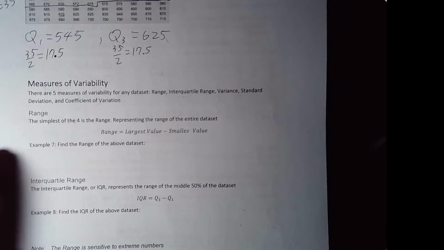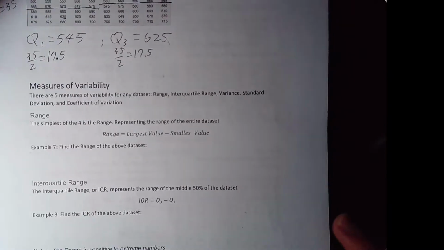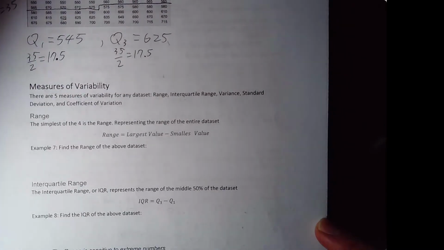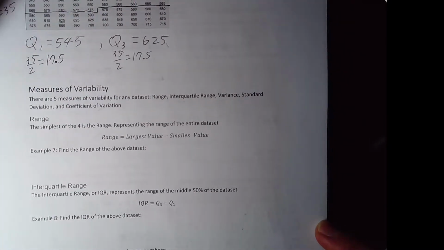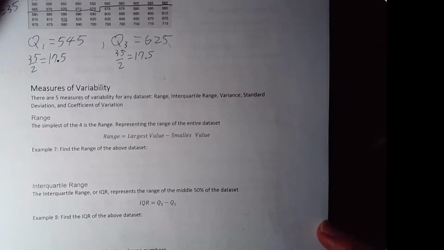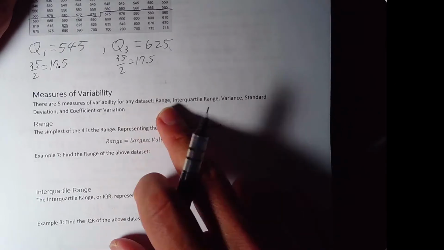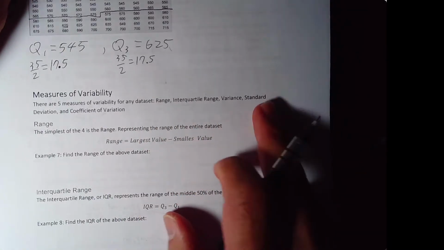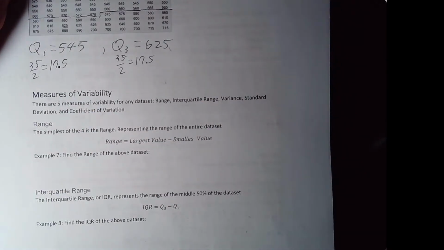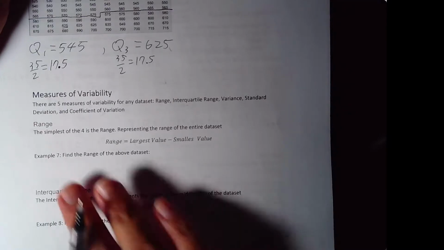So measure of location tells you where the data is, where the distribution is. Measure of variability describes the shape of the distribution. Okay, so there are five: range, interquartile range, variance, standard deviation, and coefficient of variation. We'll start with the simplest one, range.